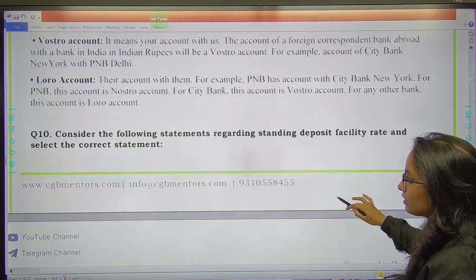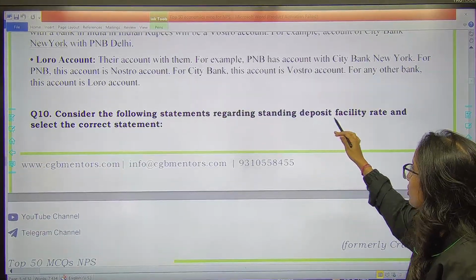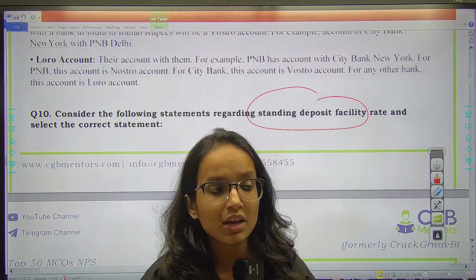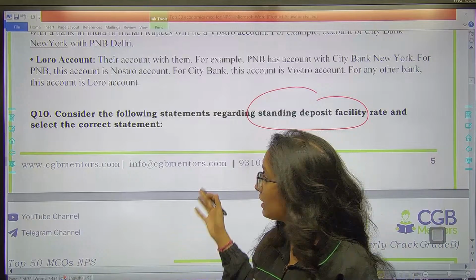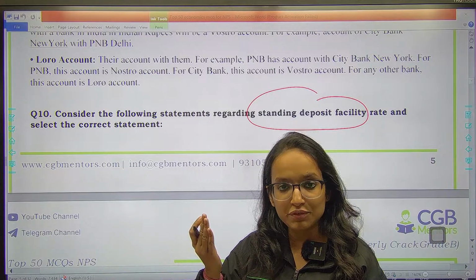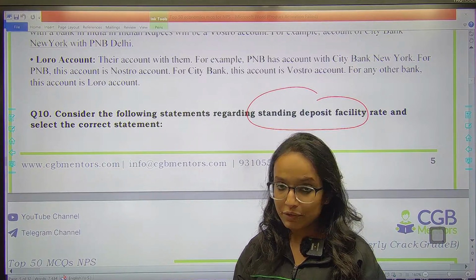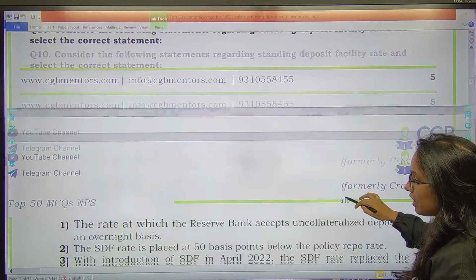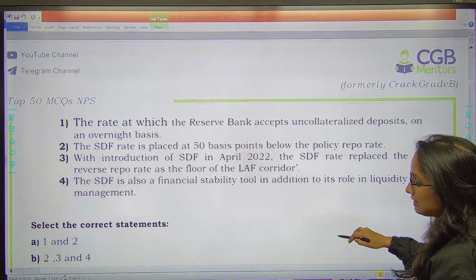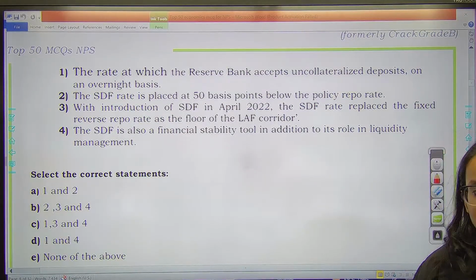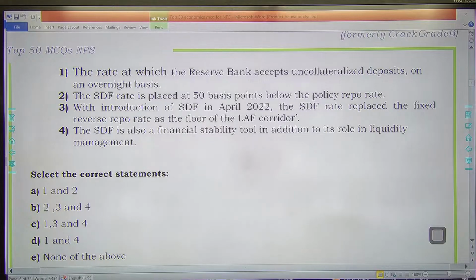Next question. Consider the following statements regarding standing deposit facility rate, SDFR. Very important development in monetary policy. You must be remembering that it has replaced the erstwhile RRR, reverse repo rate, as the floor of the liquidity adjustment facility, right? So read these statements about SDFR and then you have to tell me the correct statements here.